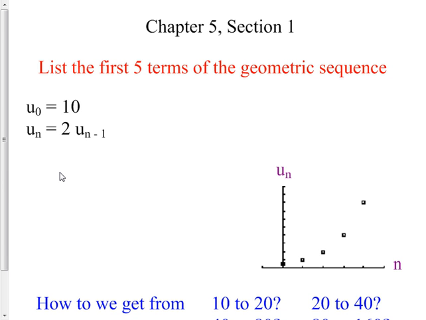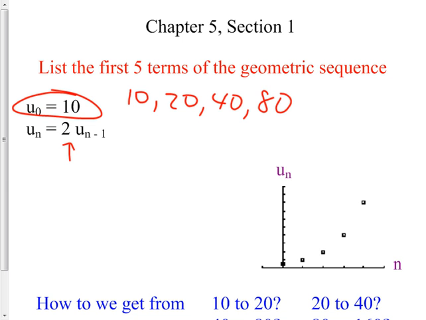Okay, so we're talking about the first 5 terms of the geometric sequence. All right, the first term's 10, because it says so right here. And so if I was going to just predict, you have to use a calculator here. What's the next term going to be? 20, because it's got this 2 here. So it's 10, then 20, and then what? 40, and then what? 80, and then what? 160. All right. Which are the first 5 terms?